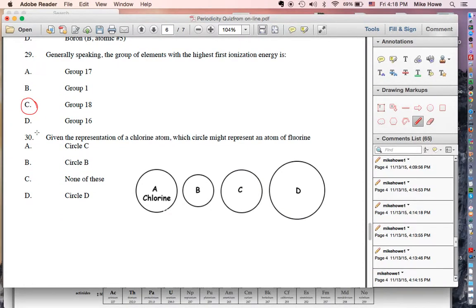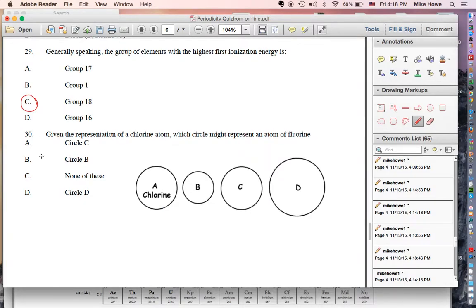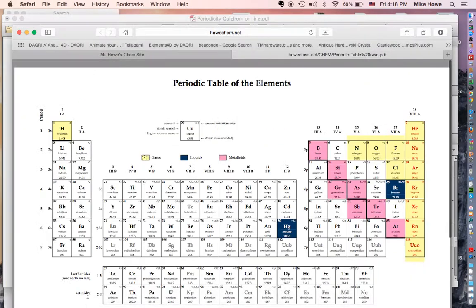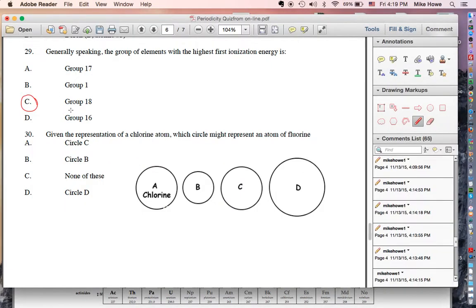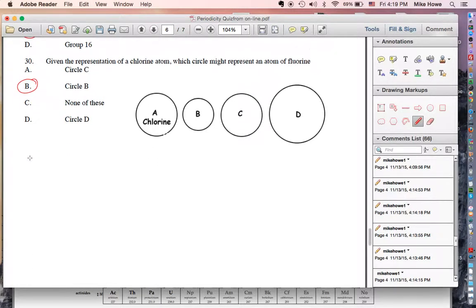30, given the representation of chlorine, which is fluorine, so if you look at the periodic table, fluorine is higher than chlorine, so fluorine would be smaller than chlorine. Okay, so the smaller atom, fluorine, would be represented by letter B here, which is a smaller atom. So we'll go back to circle B. And that was the last question.